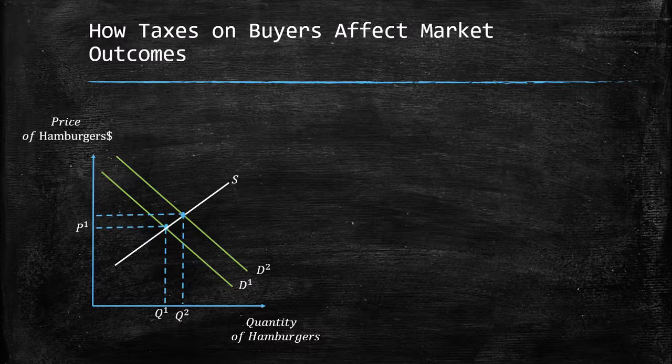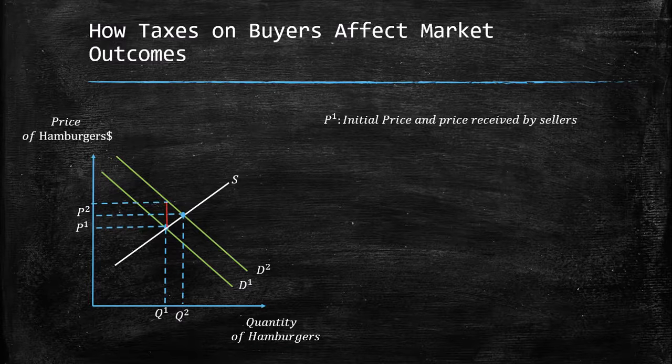They have to pay a higher price. In this case P1 is the initial price, the price that they have to pay at first, but because of the tax they have to pay this price.